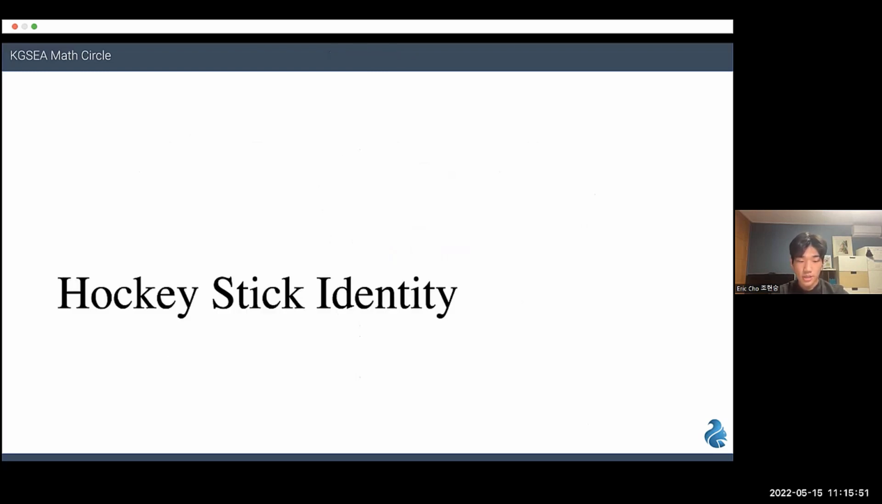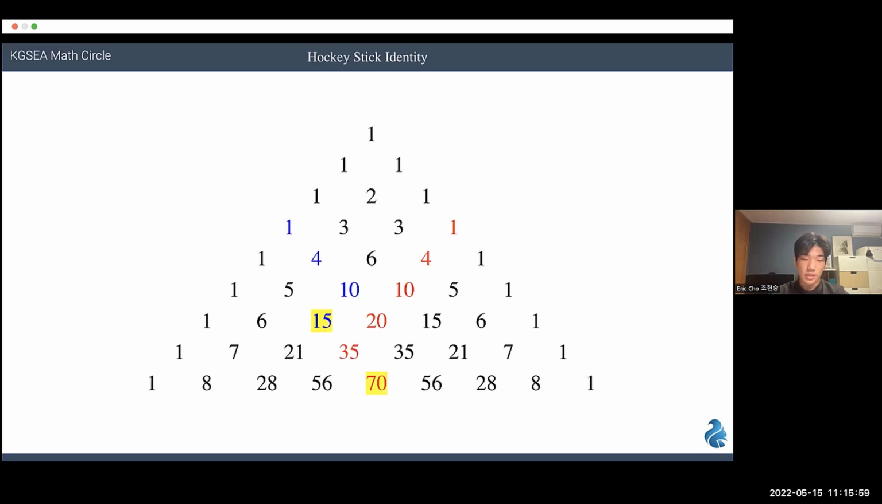Another popular identity we can get from the Pascal's triangle is the hockey stick identity. This identity can be seen twice on this particular Pascal triangle. Looking first at the blue colored numbers, the 3 diagonal blue numbers, 1, 4, and 10 add up to the highlighted blue number of 15. Now looking at the red numbers, the diagonal numbers of 1, 4, 10, 20, and 35 add up to the highlighted number of 70.